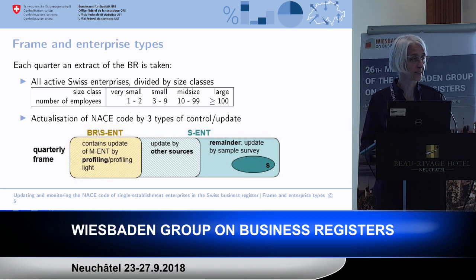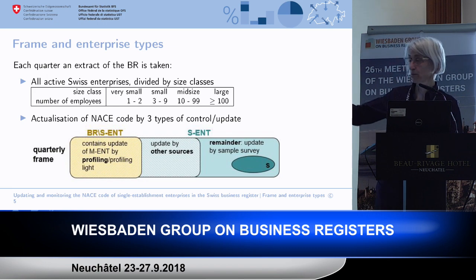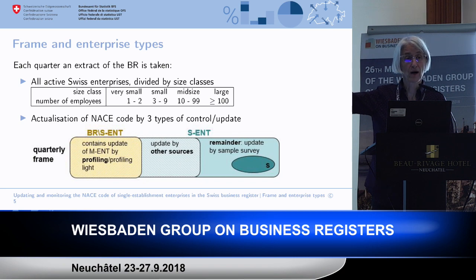And control means that by questionnaire or maybe by telephone, you will know if the NACE code is still the same. Maybe it had been an error and should be corrected, or it changed. This result is not interesting here. It's only which enterprise will be controlled. This will be handled by this system. And if we have another sort of control, of single-establishment enterprises, we can put them in this middle part, other sources.